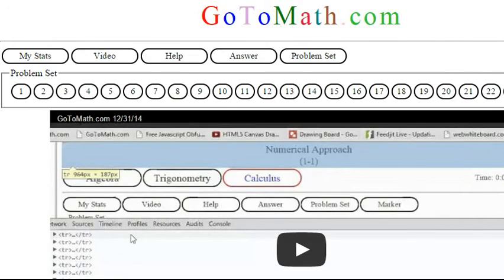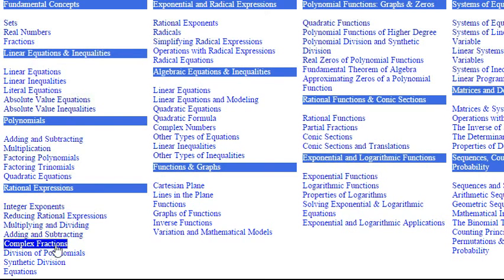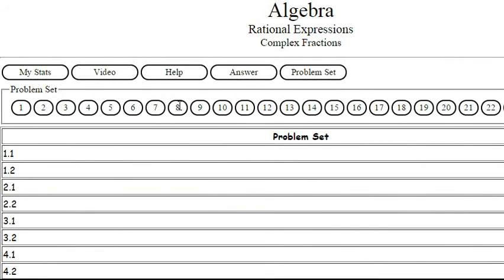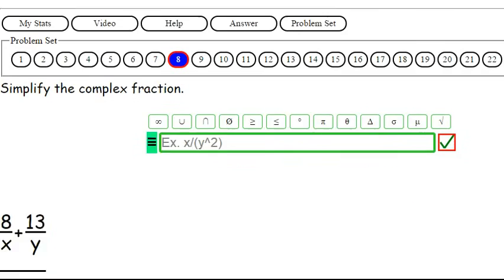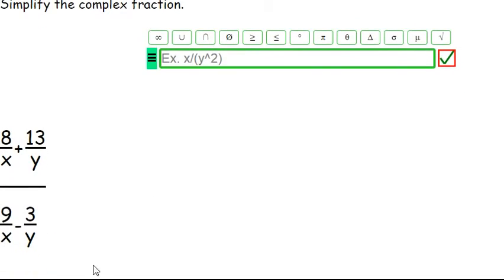Okay, let's go up to Algebra. Go down to complex fractions, and we're looking at 8.1. Looks like that's it right there. Alright, so let me write that down. And you should be writing it down also.